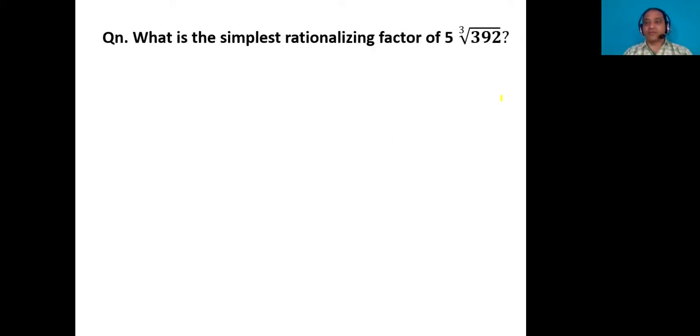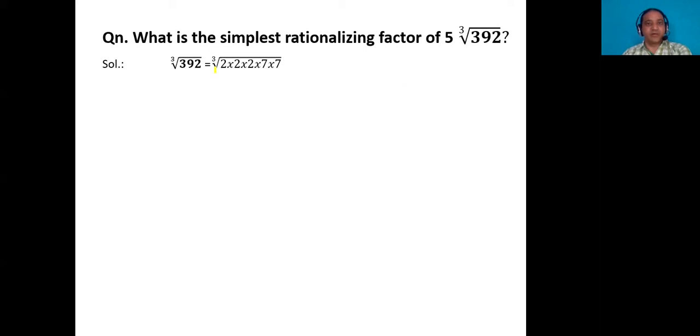Now one more example I'm going to take. What is the simplest rationalizing factor of 5 cube root 392? 5 into cube root 392. So let us do it quickly.